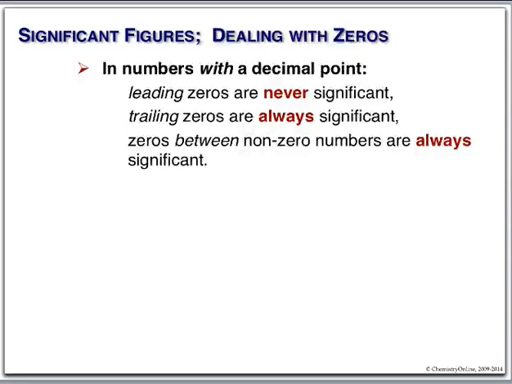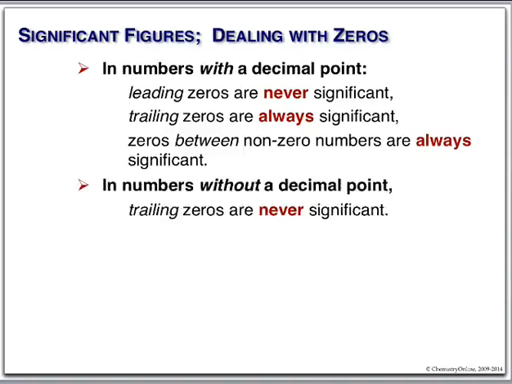First thing you do is you look at your number, your measurement, and you say, does it have a decimal point in it? If it does, the zeros in front of the real digits are never, ever significant. Those are called leading zeros. They're not real. Any zeros after the digits are real. Those count as significant figures. And if you take a zero and stick it between real digits, of course that is significant. So that's if we have a decimal point.